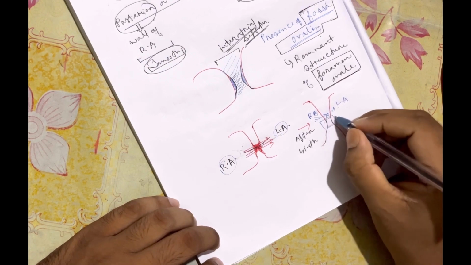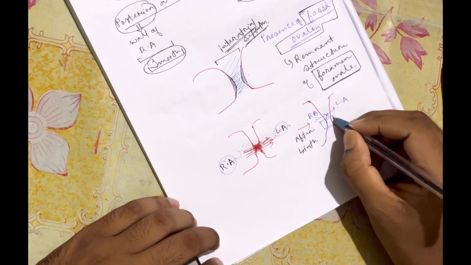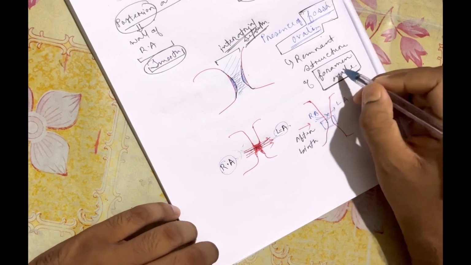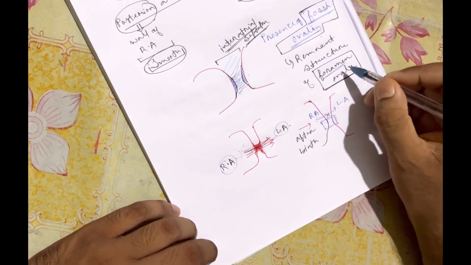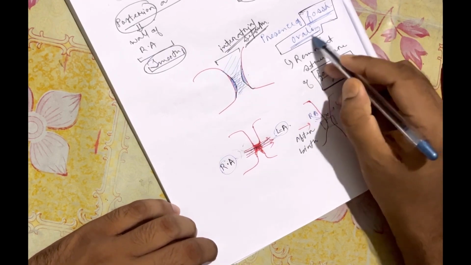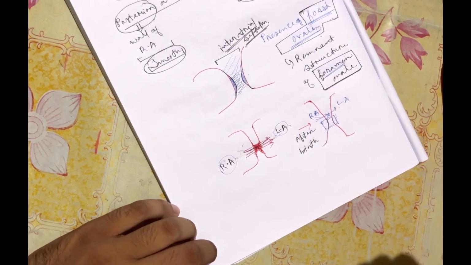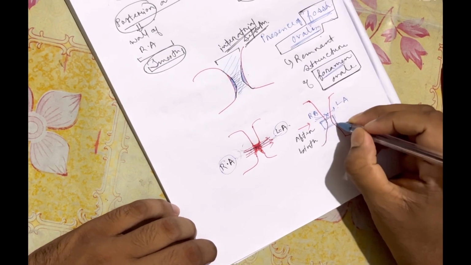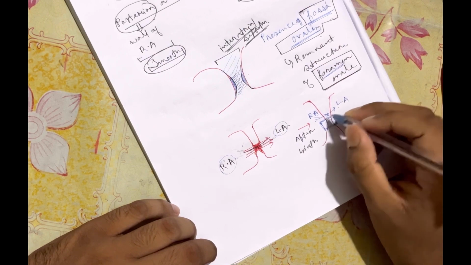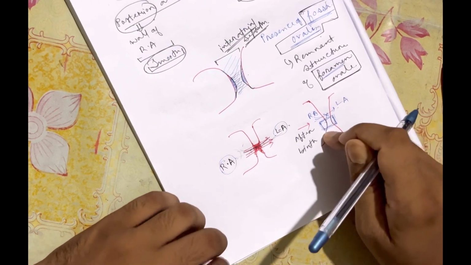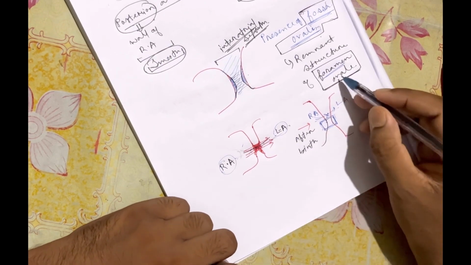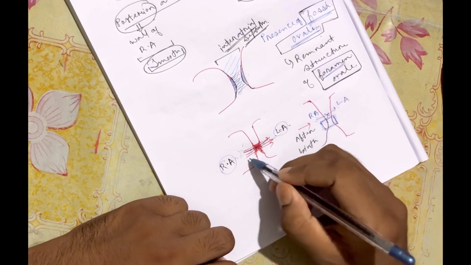When the hole closes, it leaves a remnant structure, and that remnant structure is called the fossa ovalis. When we are in the mother's womb, that structure is called the foramen ovale, before birth.